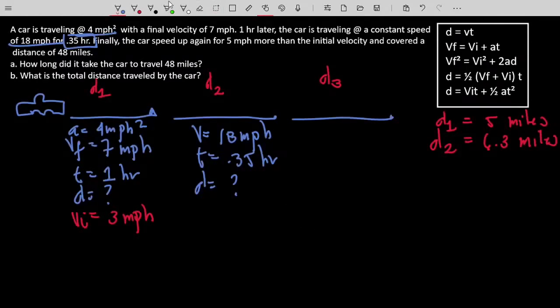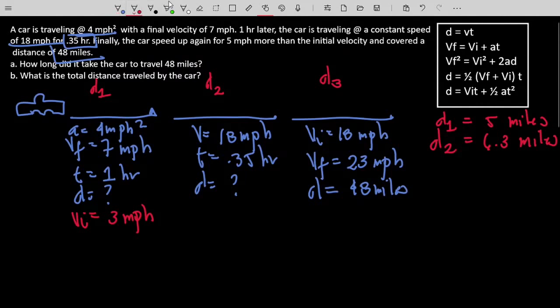Again, identify the given values. We know that finally the car speeds up again, by 5 miles per hour more than the initial velocity. So from our initial velocity, which is actually equal to 18 miles per hour, because before it speeds up, its initial velocity is this 18 miles per hour. So our initial velocity is 18 miles per hour. It speeds up by 5 miles per hour more. So therefore, our final velocity is 18 plus 5, which is simply 23 miles per hour. And it covers a distance of 48 miles. So therefore, our displacement is 48 miles.